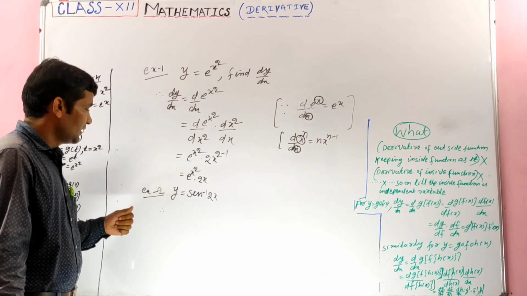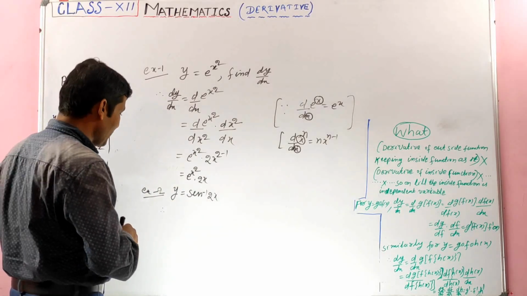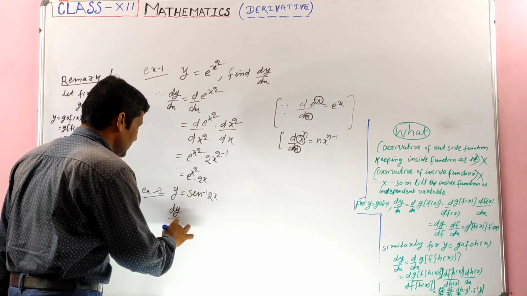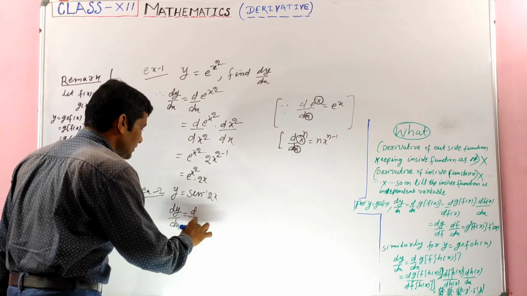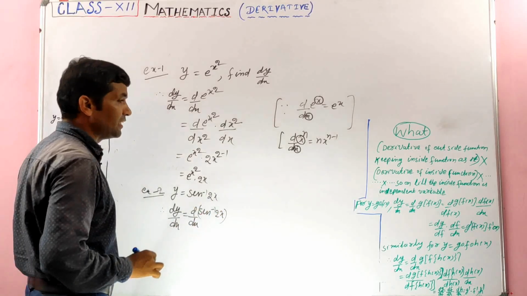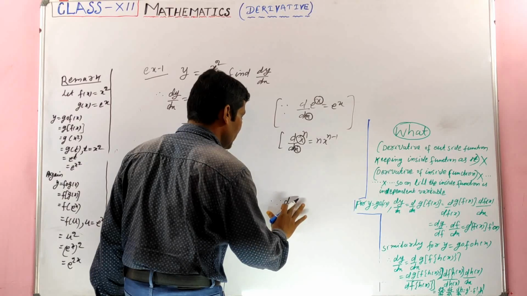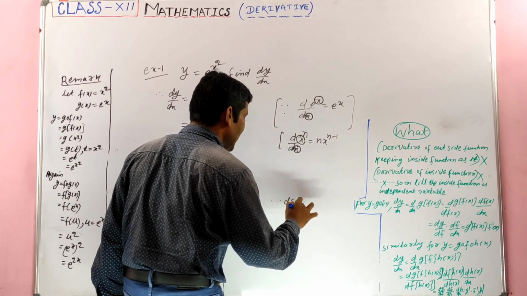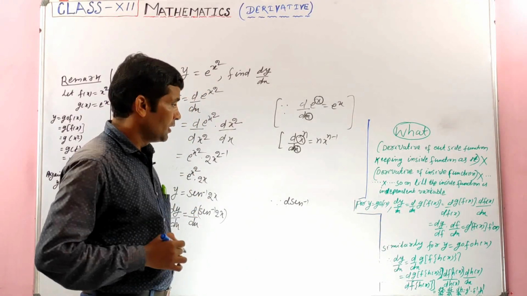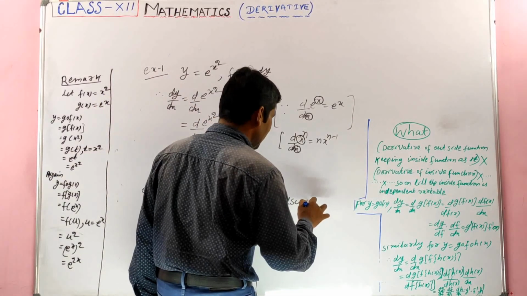Now see the next example, y equal to sine inverse 2x. Therefore dy by dx equal to d by dx of y, which means sine inverse 2x. See, what is the formula of sine inverse? At any moment, you have to remember the derivative formulas. Unless you remember the formulas of derivatives thoroughly, we cannot use the chain rule or do anything.